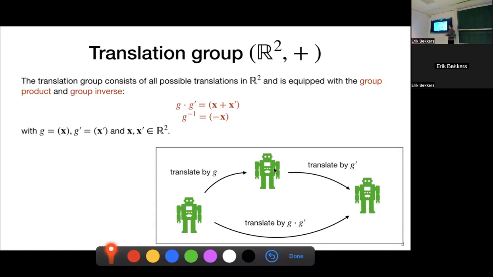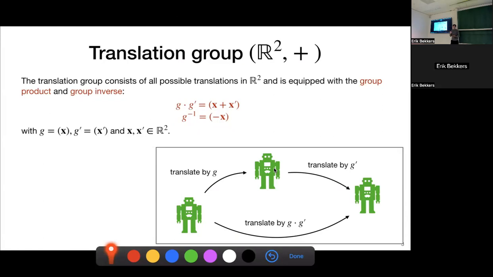But in order to keep things general, we organize it as follows. We try to write everything as a group product, so we use this dot operator. We may omit it sometimes, but we say one group element dot the other group element is defined as just adding the vectors, the parameters that parameterize this translation. And then we also have an inverse, which is this negative vector. So if I apply g inverse to g, that will be x minus x, so that will be zero. So zero will be the identity element in this case.